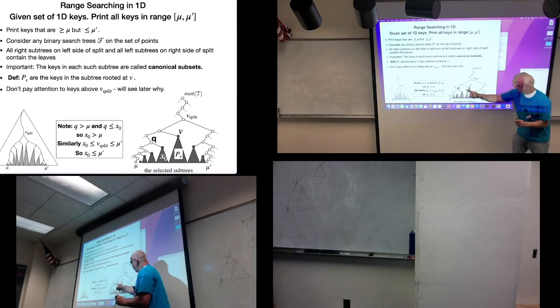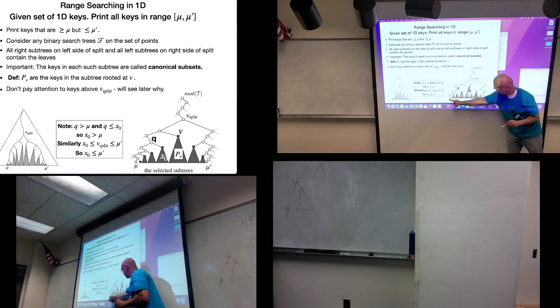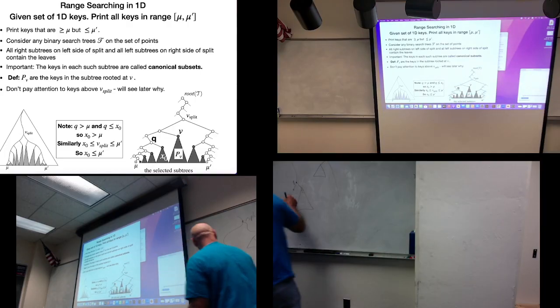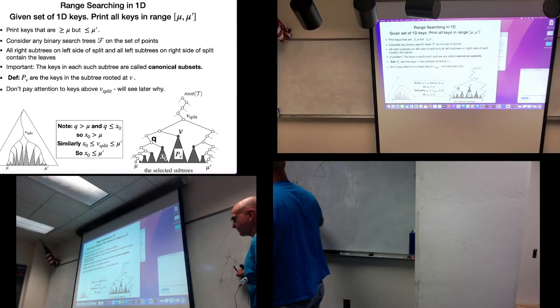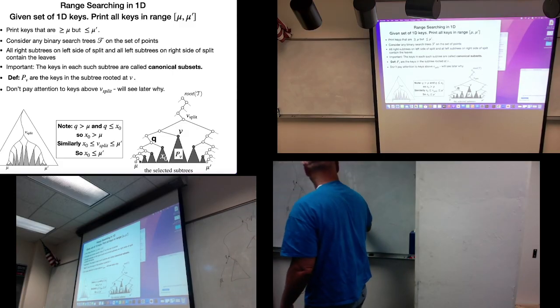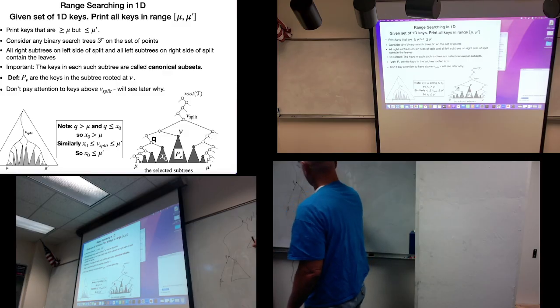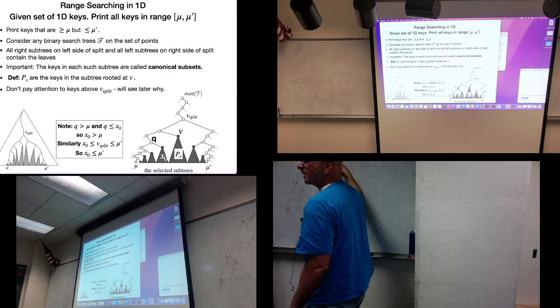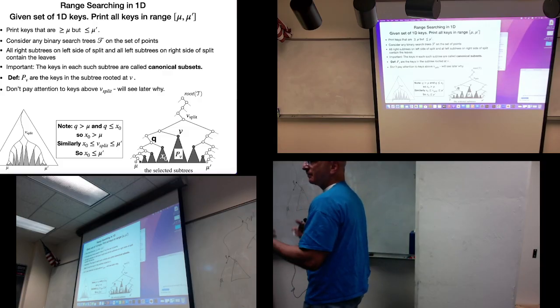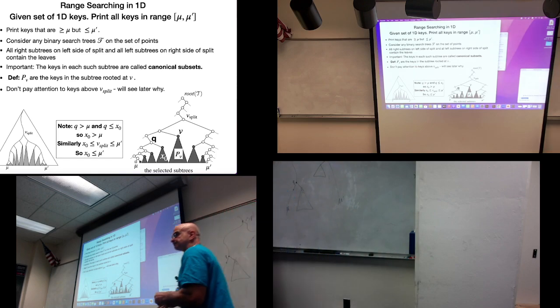So from q to get to mu, I branch to the left, but here is one of the subtrees that are on the right. And analogously, to get to mu prime, here is one of the left subtrees of a node from which, to get to mu prime, I go to the right. That is, my search path doesn't go into any of the subtrees that I highlighted.